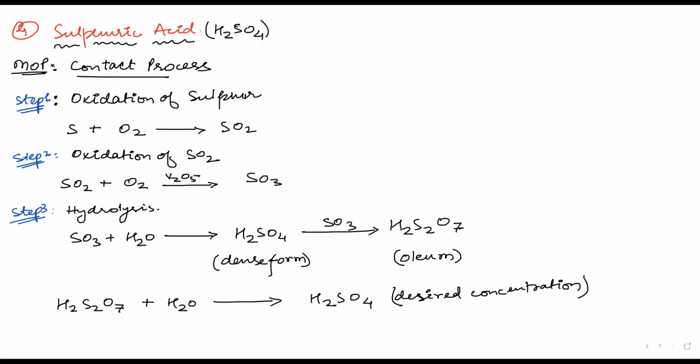H2S2O7 plus H2O. Sir, 2H2SO4. 2H2SO4. Okay, yes, it is balanced now.